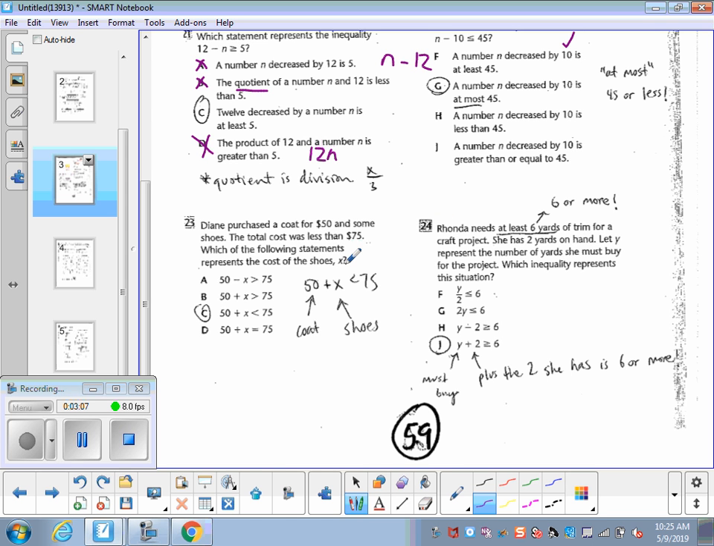And now for number 24, Rhonda needs at least 6 yards of trim for a craft project. Now she has 2 yards on hand, so she's going to have to buy some plus the 2 that she already has, and we're told that that needs to be at least 6, so it has to be more than or equal to the 6. Now when we solve this, I just want to point out that if she already has 2 yards of trim, she doesn't need to buy those 2. So we'd subtract and we'd get rid of it, and when we solve, we would see here that Rhonda would need to buy 4 or more rolls, or excuse me, yards of trim for her project. So it's answer choice J.